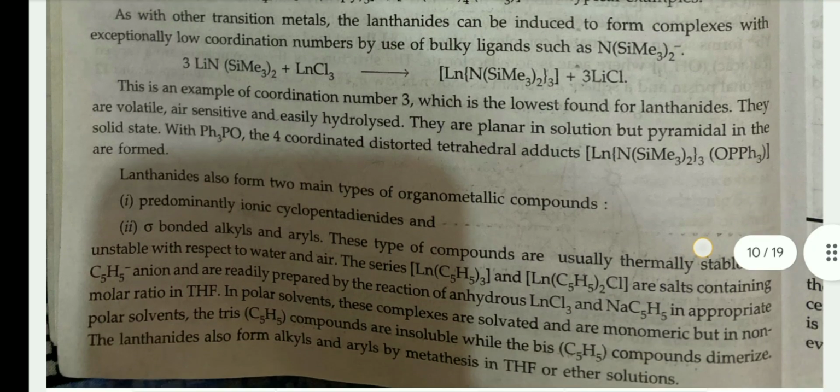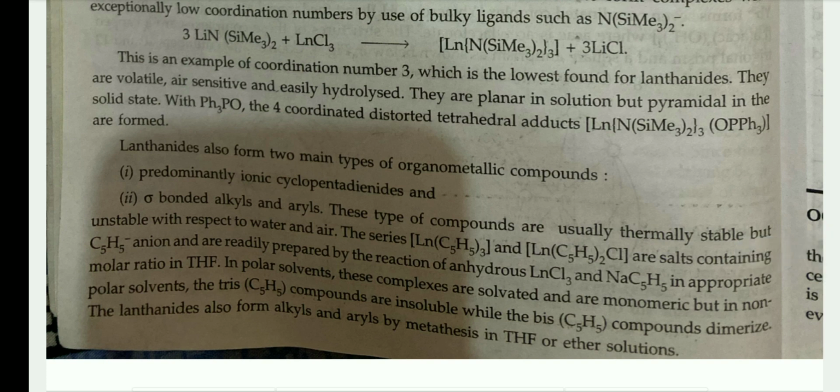Lanthanoids also form two main types of organometallic compounds: predominantly ionic cyclopentadienides and sigma bonded alkyls and aryls. These types of compounds are usually thermally stable but unstable with respect to water and air. In polar solvents, these complexes are solvated and monomeric, but in non-polar solvents, the tris(C5H5) compounds are insoluble while the bis(C5H5) compound dimerizes. The lanthanoids also form alkyls and aryls by metathesis in THF or other solvents.